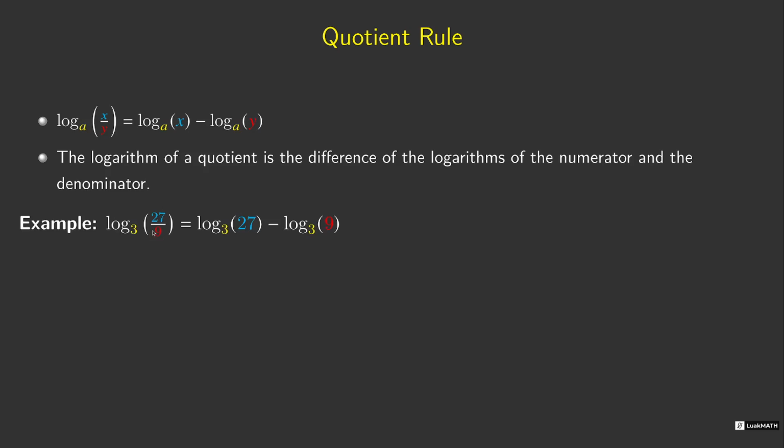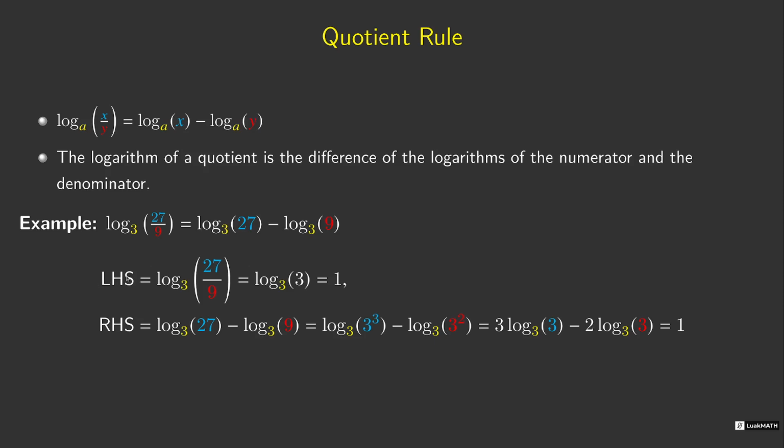I have log of 27 over 9 to base 3. I can write it as log of 27 to base 3 minus log of 9 to base 3. So now I took 27. 27 here is what I have here. This 9 is what I have here. And see also the bases, they have to match. 3, 3, 3 everywhere. Okay.